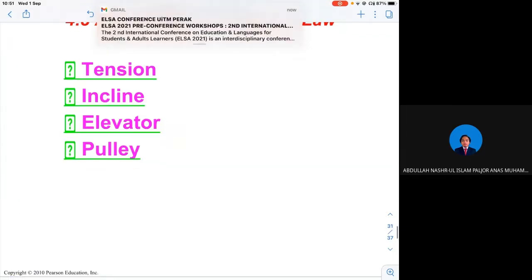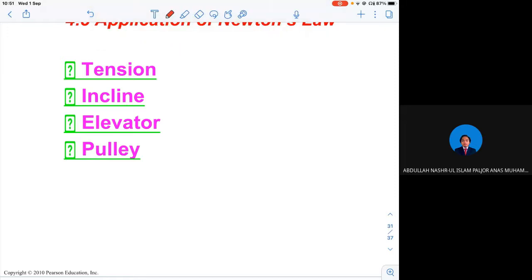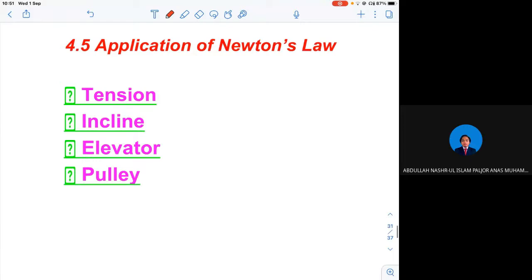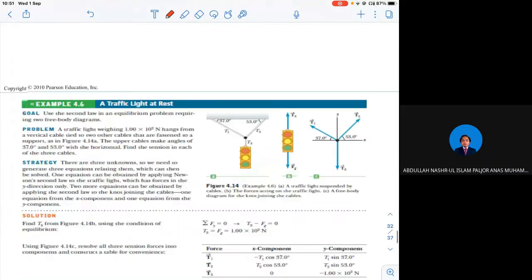Obviously, the forces will be applied in at least four situations where you can have tension. We can have an inclined system. We have an elevator, for example, elevators and a pulley system. You can see the force in terms of these four applications. So number one is tension. Let's look at whatever happens in tension.